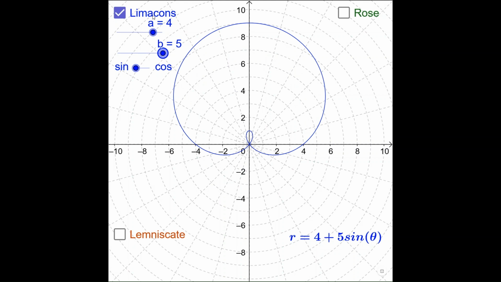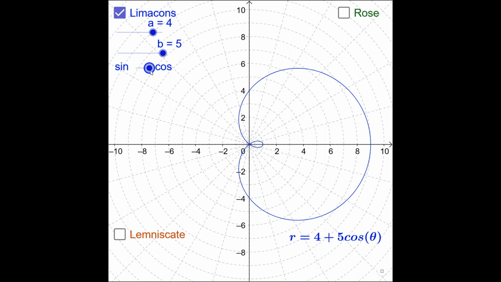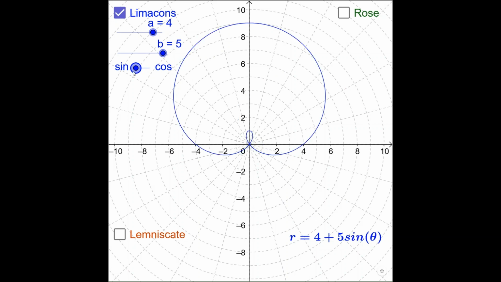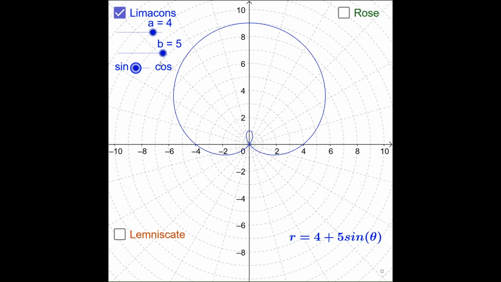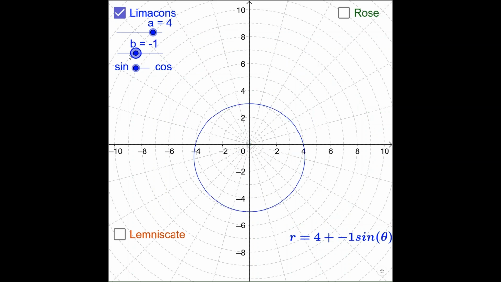What would happen if we looked at this as a cosine graph? Okay, so if we did cosine, the graph switches direction. So if it's sine, the graph is sort of symmetric and oriented on the y-axis. If we do cosine, it's oriented on the x-axis. Okay. And then what would happen if we made it, instead of a 4 plus 5, what if we did a 4 minus 5?